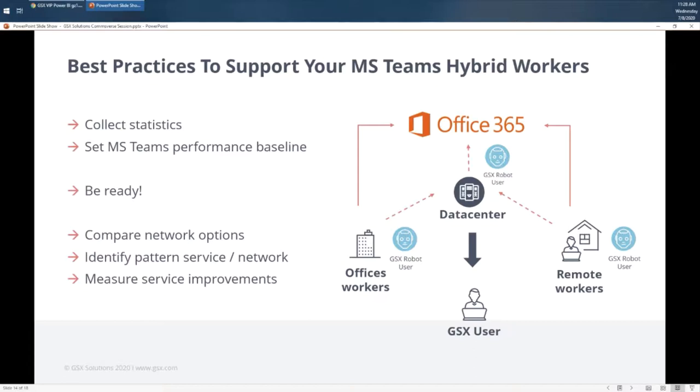Working sometimes from home, working sometimes from the office. So we have seen already that to be able to analyze what's going on, either with a remote user or at the office, you need data. But that's the most important point. And for that, you really need to collect enough statistics to establish a performance baseline.